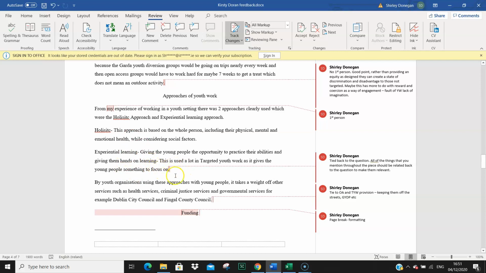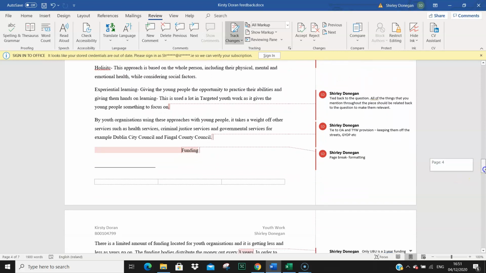Holistic and experiential learning. So here we've tied this back to targeted youth work, which is good. Everything that you mentioned should be tied back to the question and made relevant to either open access or targeted youth work. That's why we've asked it. So this is good. If we'd done the same with holistic, or that, it would have been good also. So to keep consistent with that.